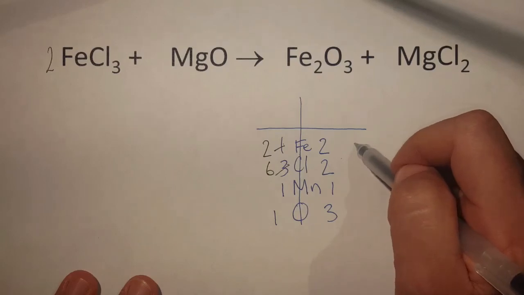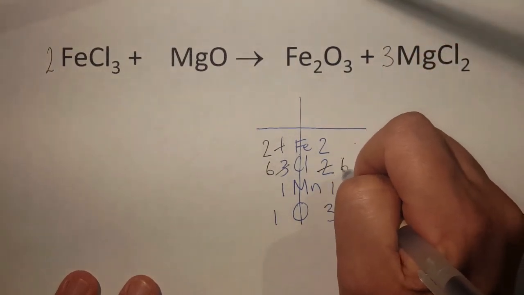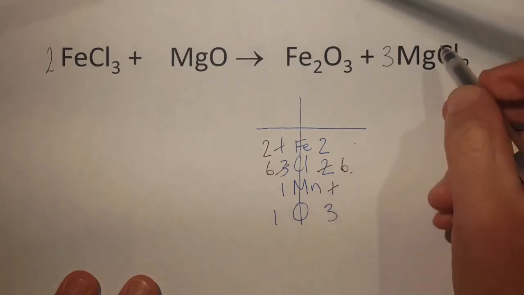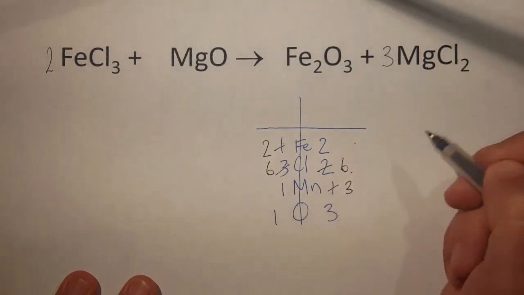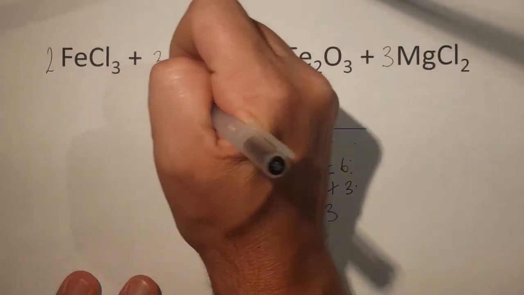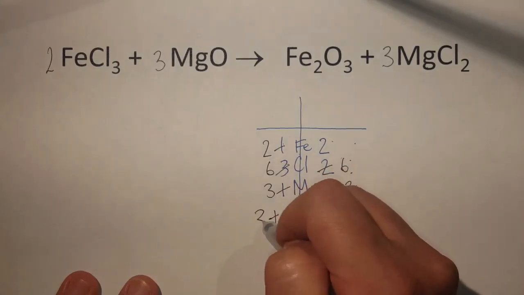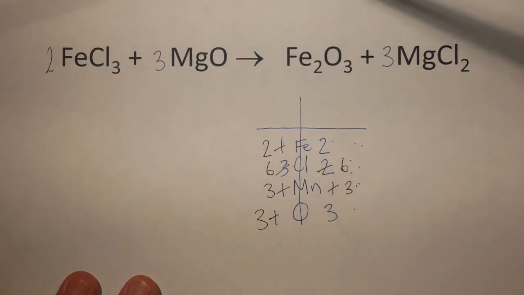So now Fe is balanced. Now I go here. I need to put a 3 there, and I'll turn that to 6. That changes my number of magnesium on this side, so it's 3. So now 2, 6, 3. I have to put a 3 there. And that changes my number of oxygen, and then I can see everything is balanced.